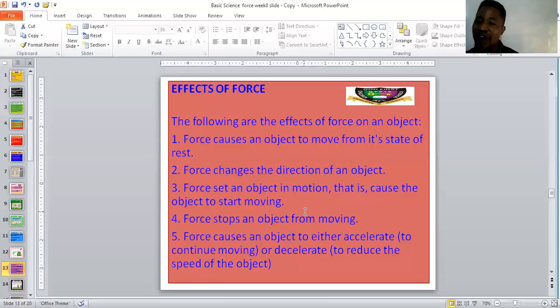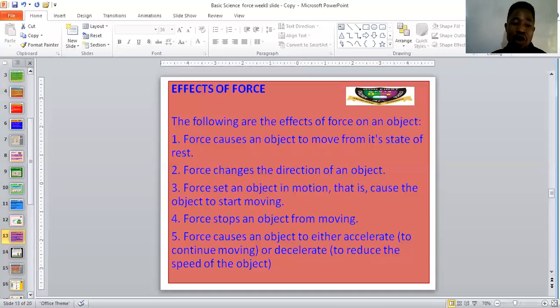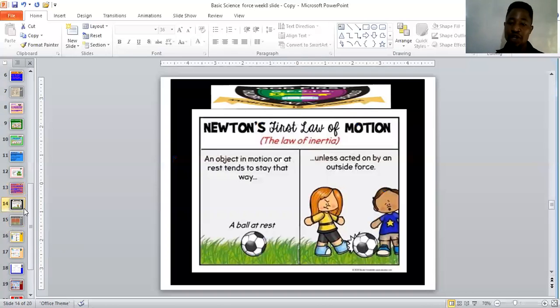So these are the 5 effects of force. All right, let's go. The rest of what I want to show you here are just picture representations of all that I've said about force, and we will come to the end of today's topic. Look at this picture. I quickly need to state this here.